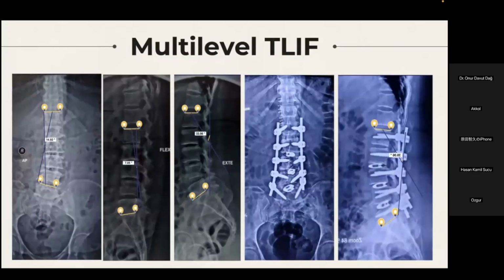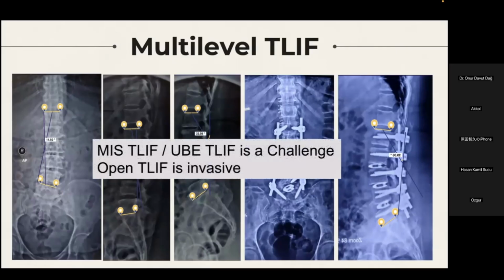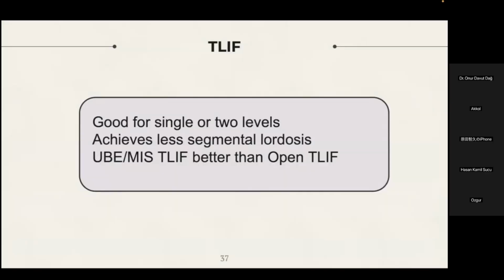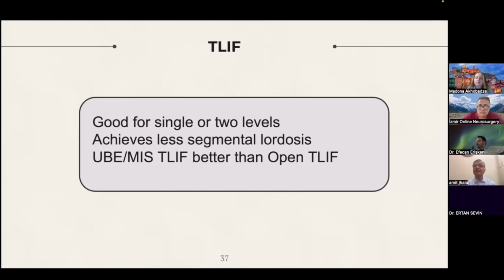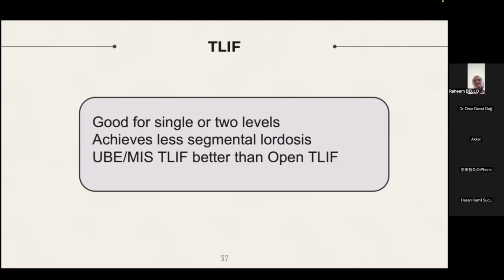So this is a very, very important point. The other thing is, if you want to do multiple levels, more than 2 or 3 levels, MIS TLIF or an endo TLIF is going to be a big problem, because you are going to have a lot of time constraint doing multiple levels. So that is also one of the restrictions. So MIS TLIF or UB TLIF is a challenge, and open TLIF is invasive. And here comes the importance of the other fusion techniques which are scoring over MIS TLIF or UB TLIF. So a TLIF is good for single or 2 levels, achieves less segmental lordosis, and UB or MIS TLIF is better than an open TLIF if you want to do single or 2-level TLIFs.